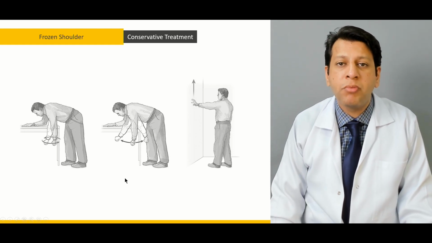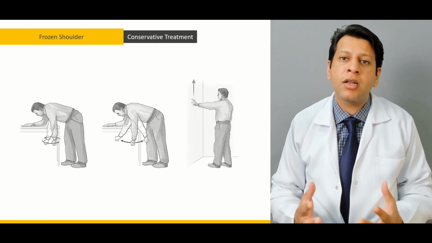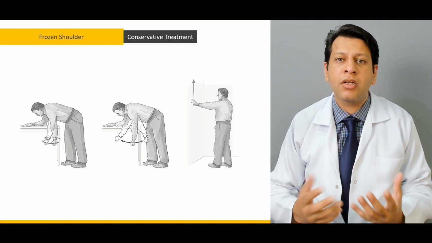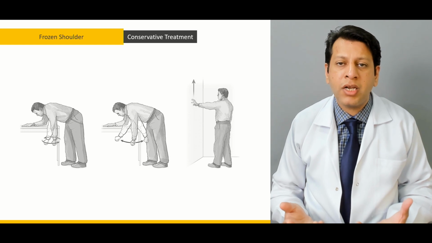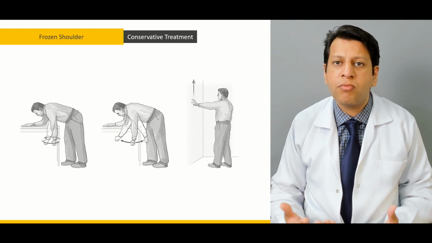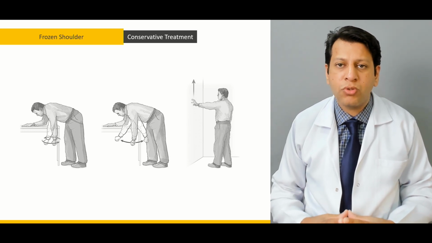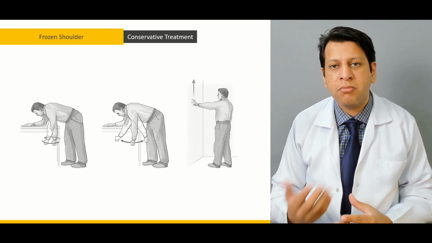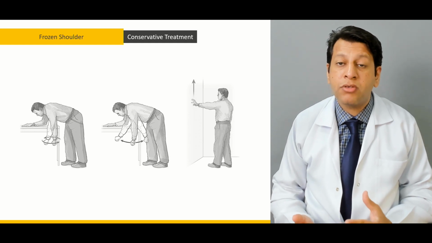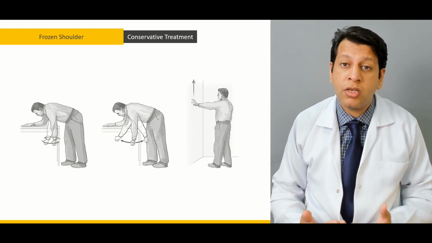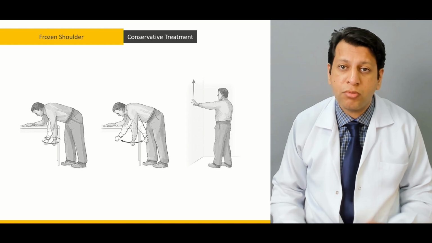Now, the main movements are abduction, adduction, internal rotation and external rotation over the joint, and circumduction is a culmination of all the movements. All these movements need to be done, but maximum stress should be placed on external rotation, because that is mostly affected more as compared to other movements of the shoulder joint.